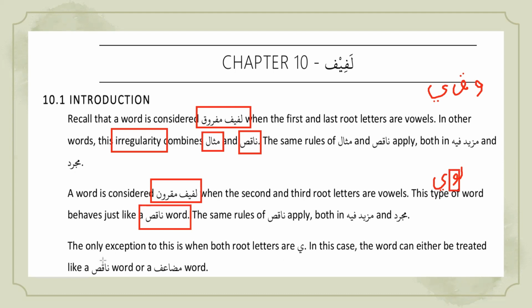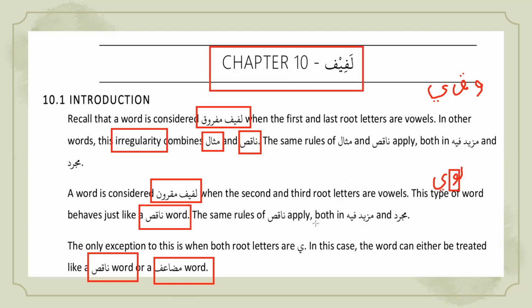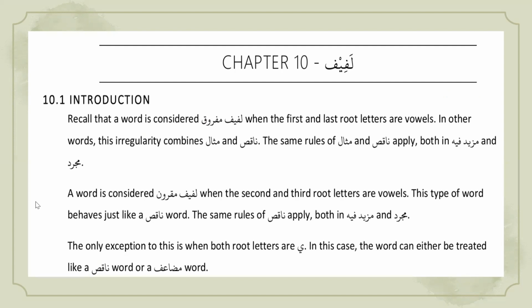Okay, and if a word is lafif maqroon and the second and third letters are both ya, like in hayya, then we can see the changes of naqis words, and we can see the changes which occur with mudaf words. Mudaf irregularity we haven't discussed yet in our course. Inshallah, after we are done with this chapter, lafif, we are going to do the changes in mudaf words. Okay, so this is the introduction of lafif mafrooq and maqroon.